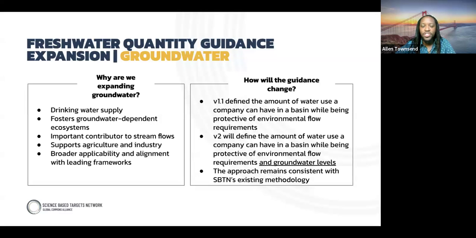Previously, groundwater was included in the guidance in version 1.1 to a limited extent. And this new version will define the amount of water use a company can have in a basin, while being protective of environmental flows and groundwater levels. And this approach that we propose here largely remains consistent with the SBTN, with the existing framework.